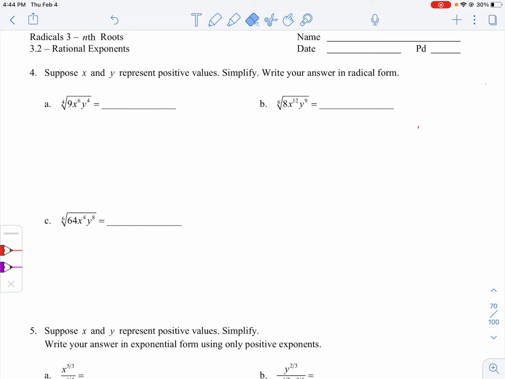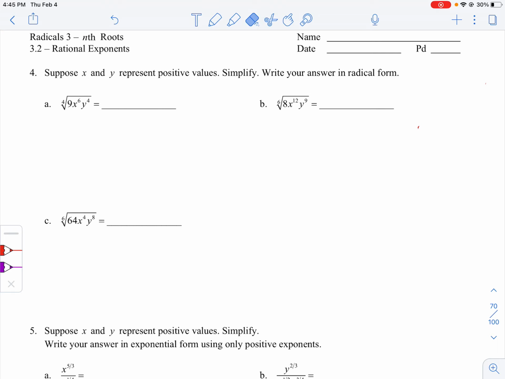Today's lesson is a continuation of how to simplify rational exponents. I do recommend that before watching this video, you've already watched the video about how to simplify radical exponents and part 1 of rational exponents.